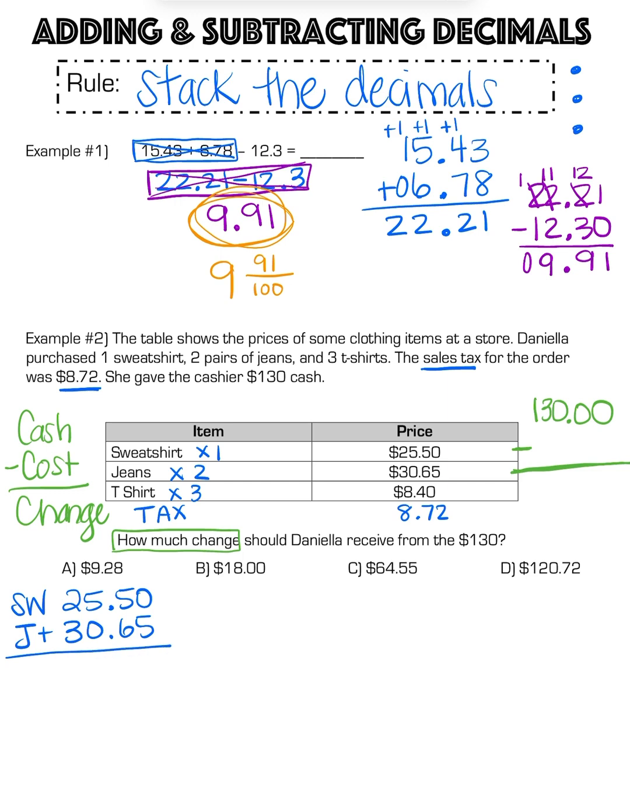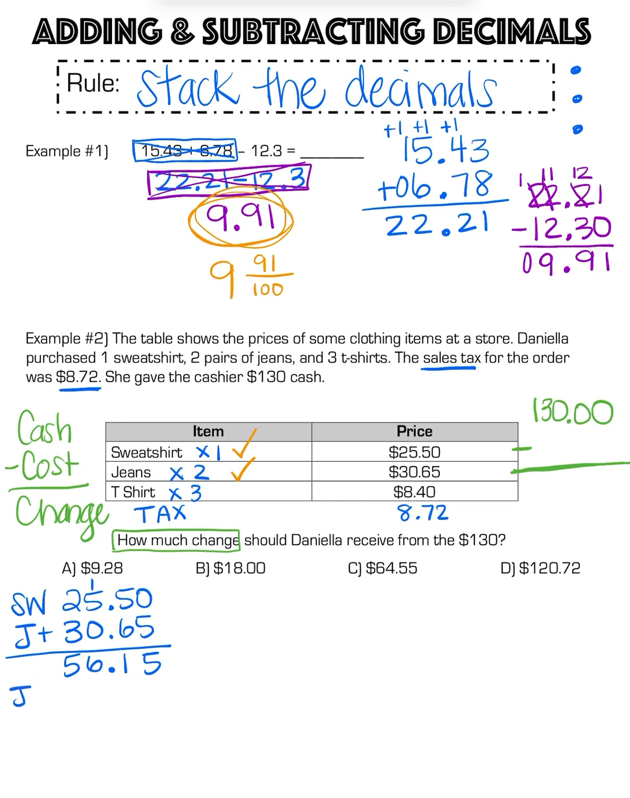So I'm going to start with one pair of jeans, and I'm going to add the other pair in just a minute. So 0 plus 5 is 5, 6 plus 5 is 11. Bring down my big bold decimal. 1 plus 5 is 6, and 2 plus 3 is 5. So far, with just one sweatshirt and one pair of jeans, she spent $56.15.